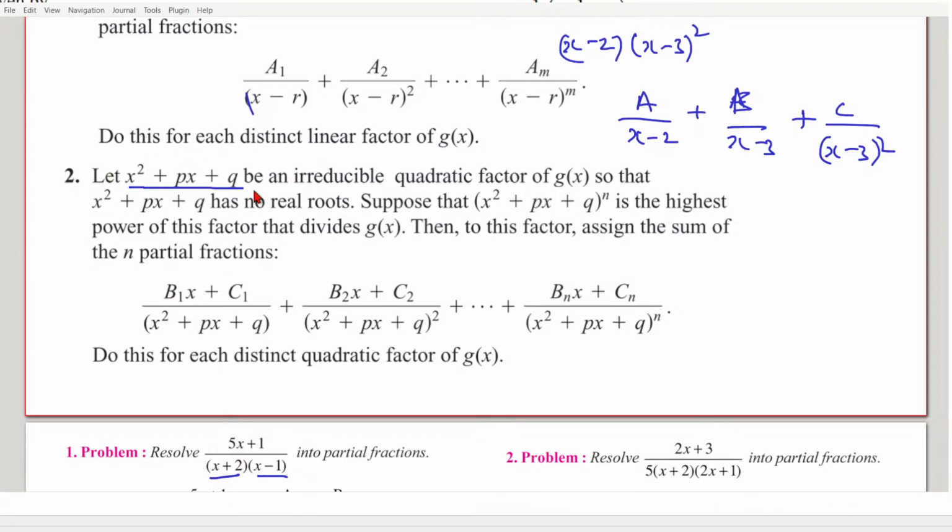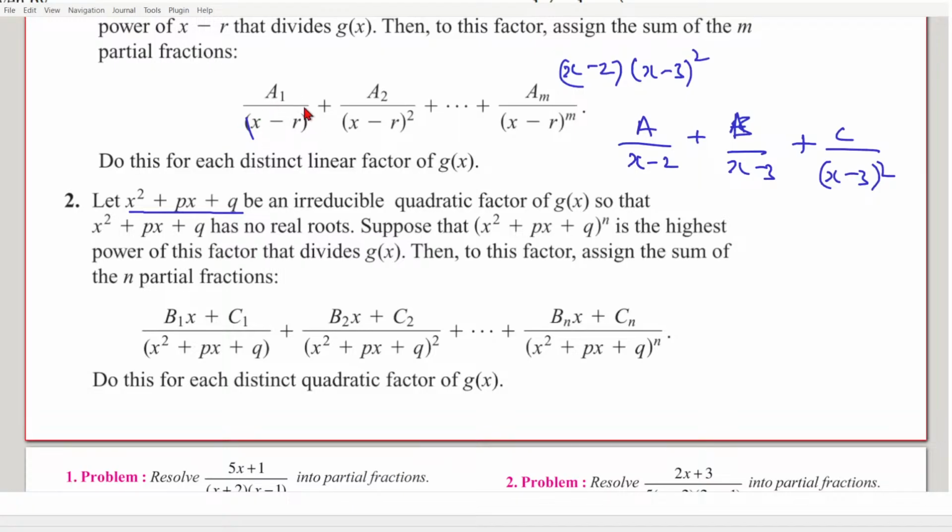Now, whenever you are getting two complex roots, it is irreducible. What does that mean? This one will have complex roots. If it were reducible, it would have come as x minus alpha into x minus beta. Now that it has complex roots, we have to leave it like this. And this one also can come in multiple times. For each of these, we write it as b1x plus c1, and the same thing by this square, by this cube, whatever.